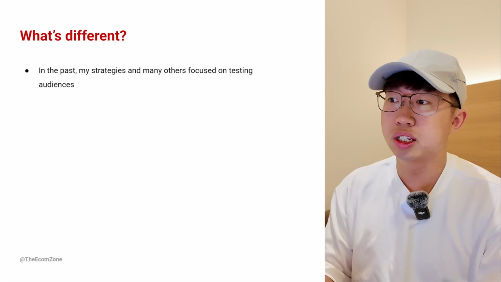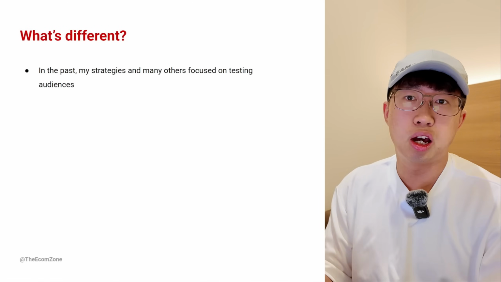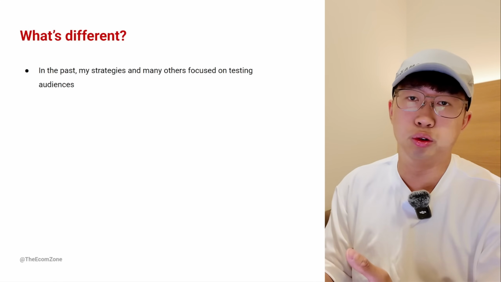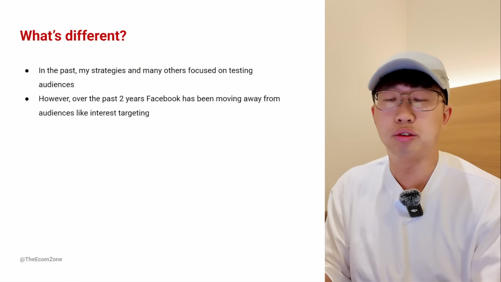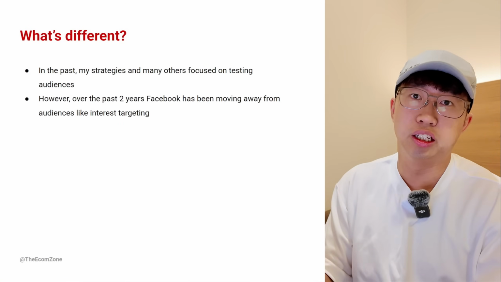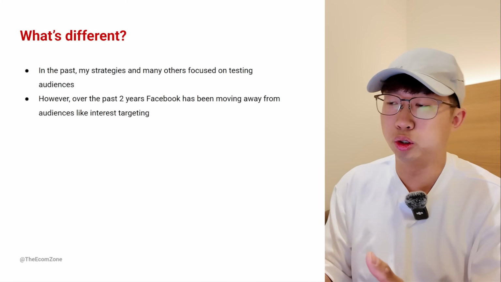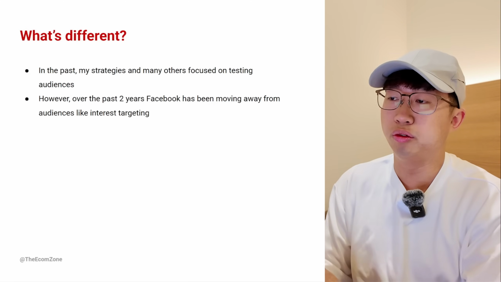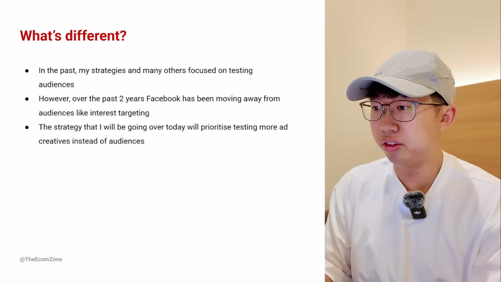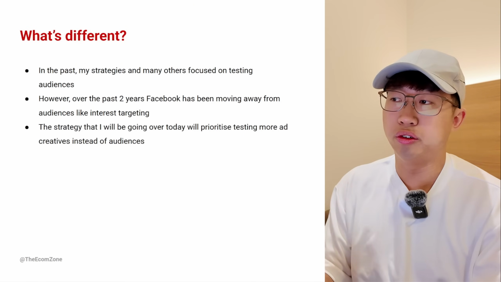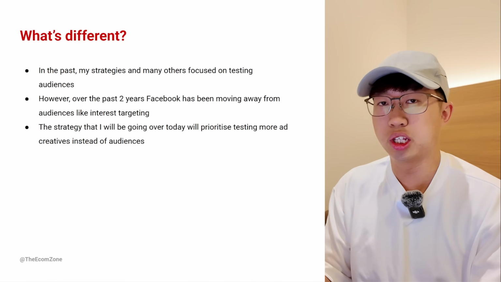So what's the difference? In the past, my strategies and many others focused on testing audiences, where we have 10 ad sets with different audiences. However, over the past 2 years, Facebook has been moving away from audiences like interest targeting, and that's why a lot of people tell you to go broad. However, we don't want to go full broad where all your ad sets are just broad with no interest targeting. We're still going to test interest targeting. However, this strategy will prioritize testing more creatives instead of audiences.